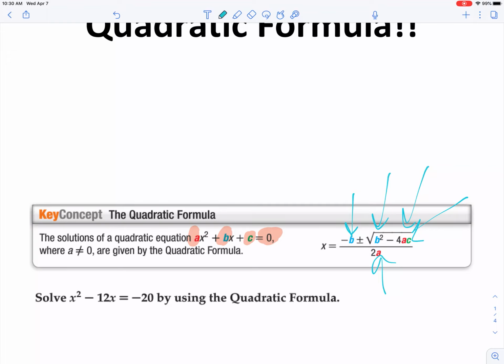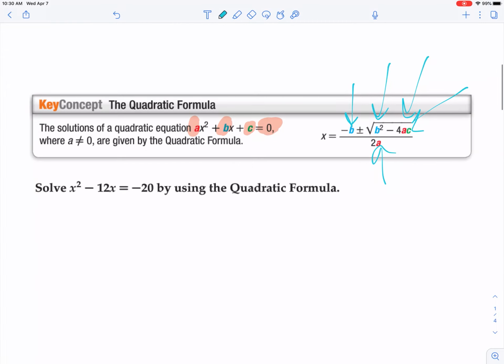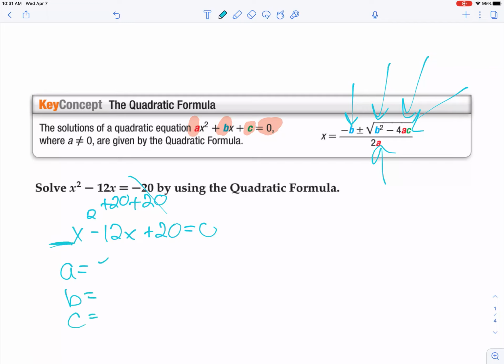So as I go to solve this, the first thing I'm going to do is make it equal 0 by just adding 20 to both sides. So now I have x squared minus 12x plus 20 equaling 0. And from there, I just literally plug it in. If it helps, I might write what A, B, and C equal. A would be 1 in this case. B would be this negative 12. And C is going to be 20.